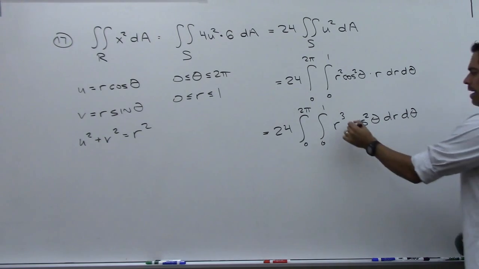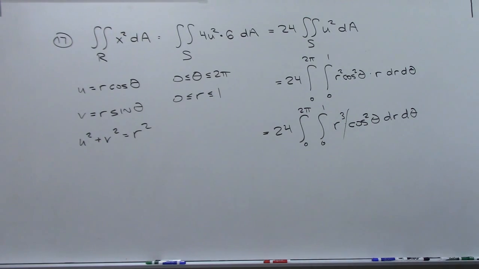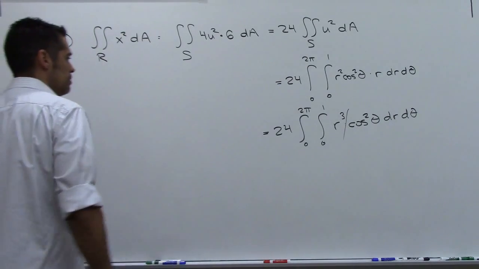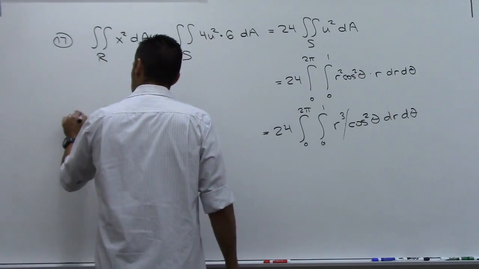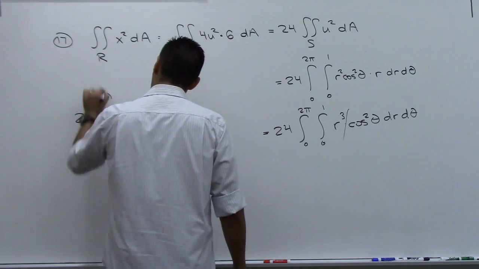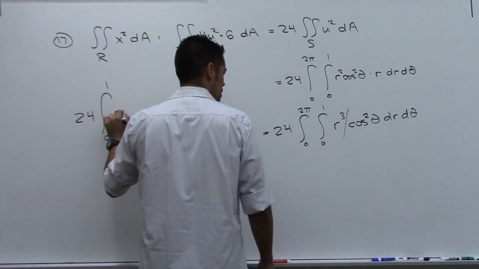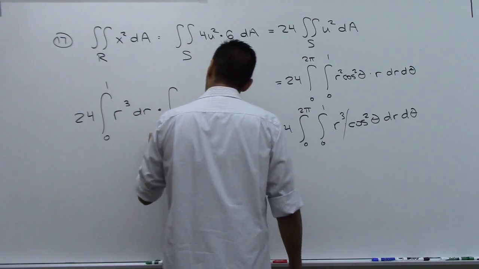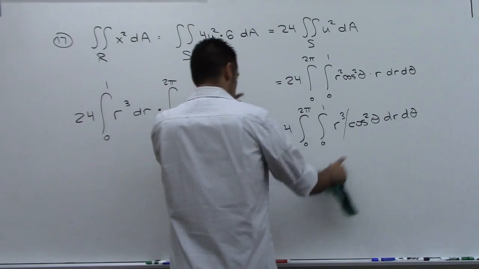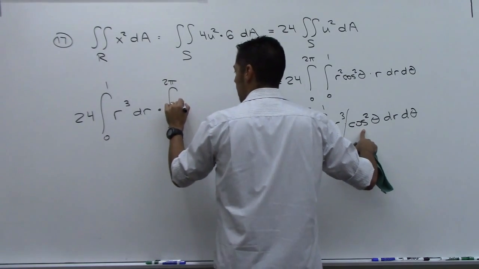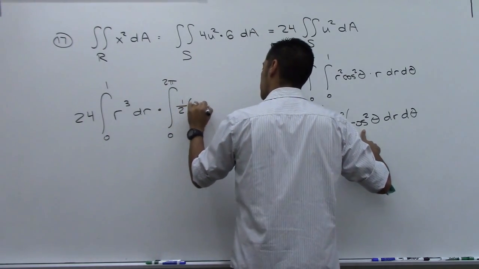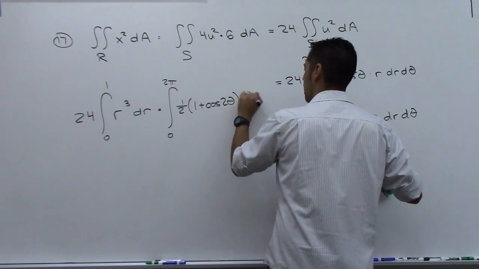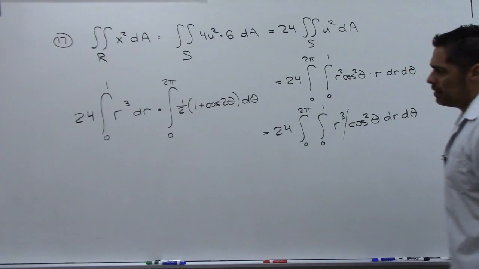And I also noticed that my thetas and my r's are split, so I can use that special property right now. I can do two separate integrals and multiply the answer. So I'm going to say it's 24 integral 0 to 1 of r to the third dr times integral 0 to 2 pi of cosine squared. And I already know that when I do cosine squared, I'm going to convert it to 1 plus cosine 2 theta, and then there's a half there from the formula, and I just pull that out. So that's what I've got to do now.